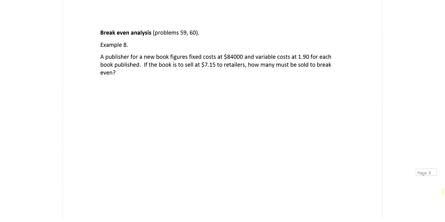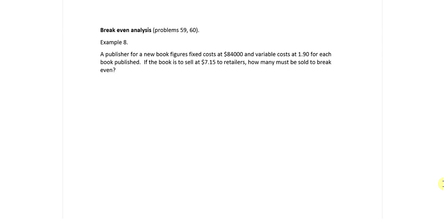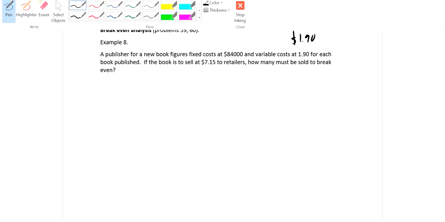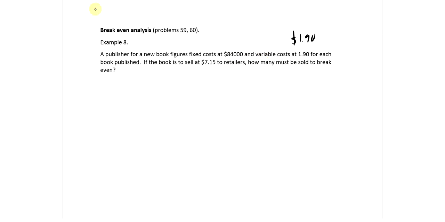And finally, a break-even analysis. This is problems 59 and 60. So, a publisher for a new book figures fixed costs at $84,000 and variable costs at $1.90. That should be $1.90. I forgot to put in the dollar sign there. For each book published. The book is to sell at $7.15 to retailers. So, how many books must be sold to break even? So, this is pretty straightforward about what they're looking for.